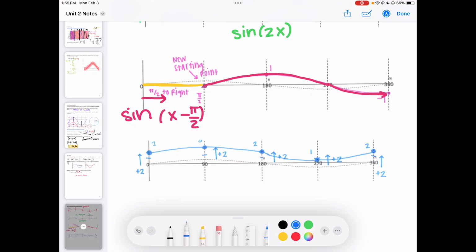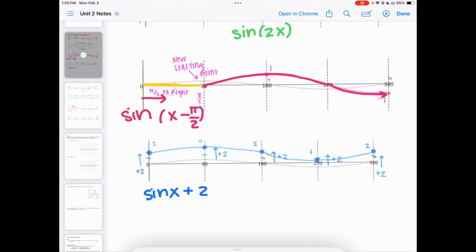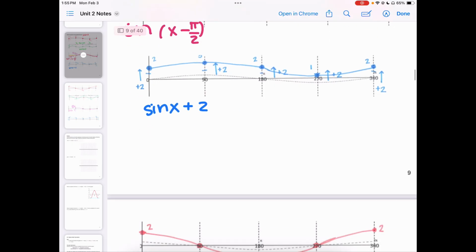Finally, I'm noticing that everything has shifted up by 2 units. So my midline is at y equals 2. I also recognize this is still a sine function. And so I'm just going to add 2 at the end to move all my points upward. Let's go to the next page.